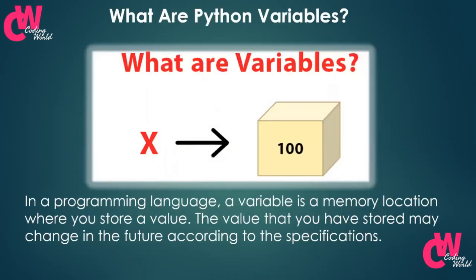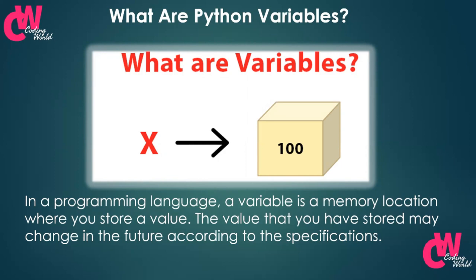So what are Python variables? You can see in the picture, the variable is just like a box. You assign a value to it and you name it something. In the picture we can see X is the name of this box, our variable, and the value we assign to this variable is 100.